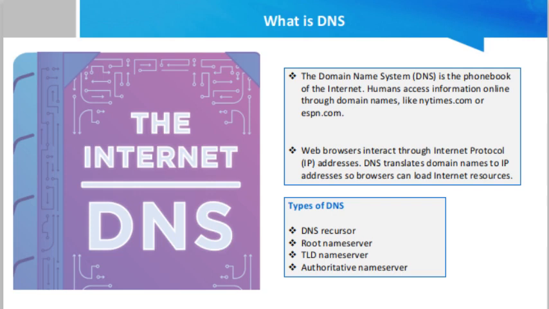Friends, the Domain Name System, DNS, is the phone book of the internet. Humans access information online through domain names, for example espn.com, hotmail.com, gmail.com, and web browsers interact through Internet Protocol addresses, or IP addresses. DNS translates domain names to IP addresses so browsers can load internet resources.